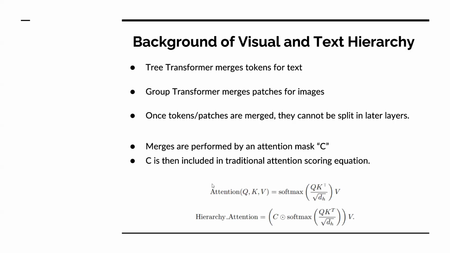So at the top, this is the normal softmax equation that's used for attention. And then below that, this is the hierarchy attention version. As you can see, C is dot product with the softmax here and then multiplied by value.